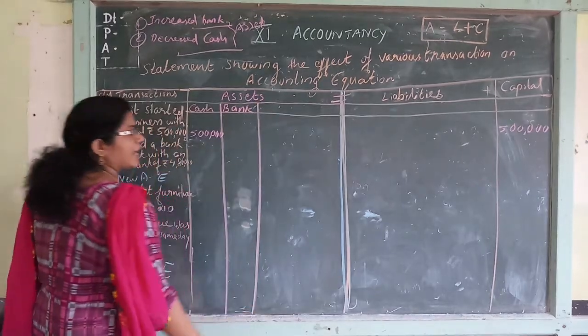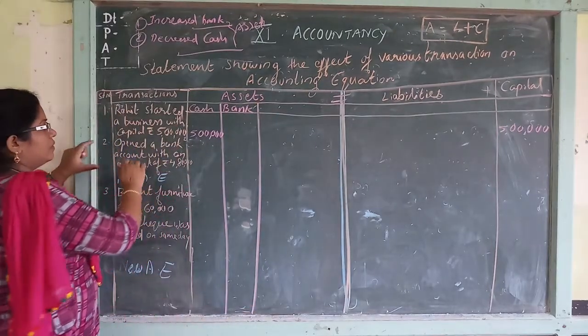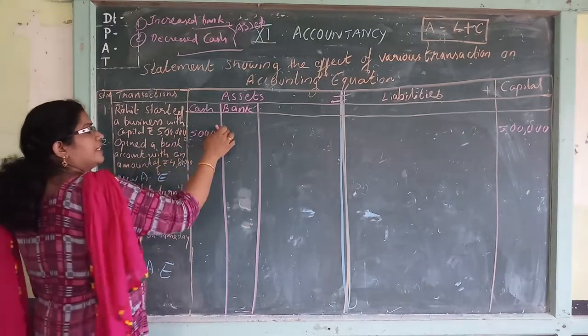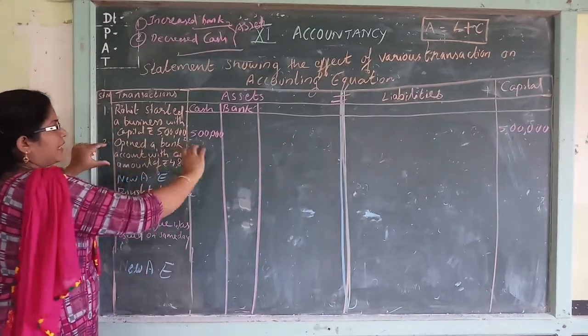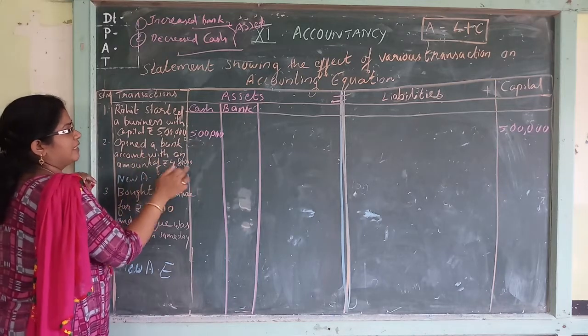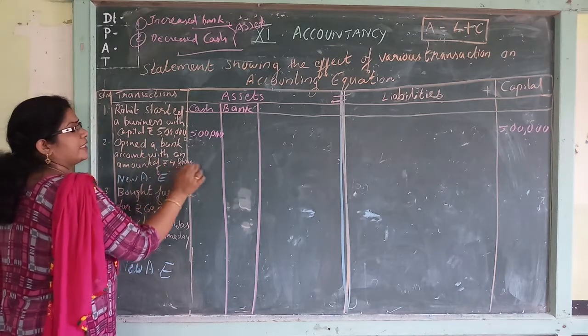Another asset, bank. Okay, so this is the second one. Don't write it here or there. Use the proper line, that is where the second transaction is happening. So closing here, I am starting in that line only.